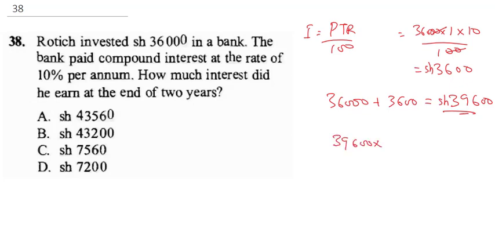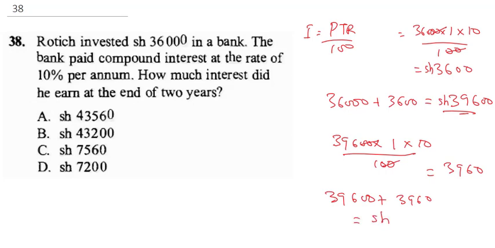So we'll perform this again. 39,600 multiplied by 1 year multiplied by 10 all over 100. Double zero cancels double zero. This will give us 3,960. So we'll now sum these two up. That will be 39,600 plus 3,960. This is going to give us a total of 43,560 shillings. So as easy as that, you can solve any compound interest question.